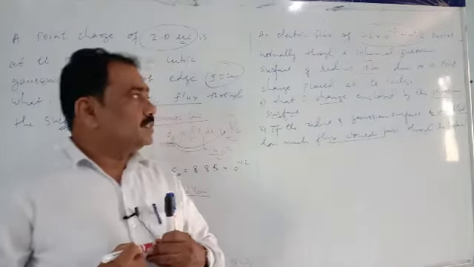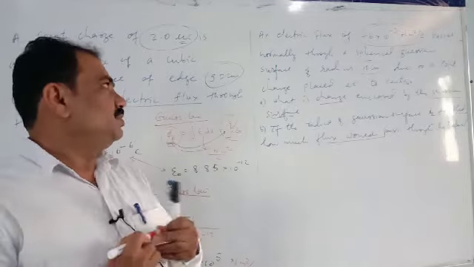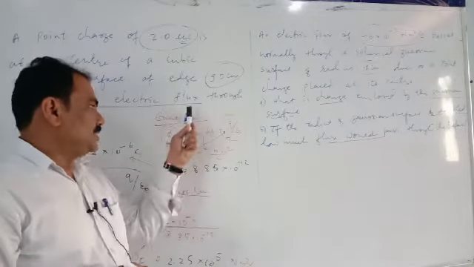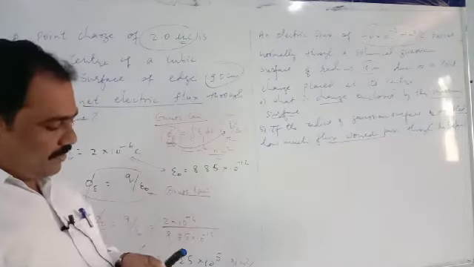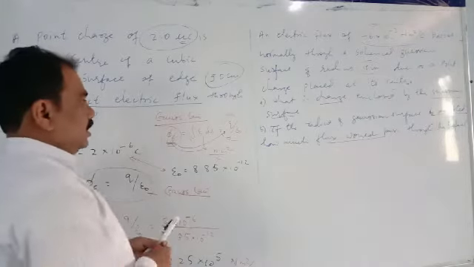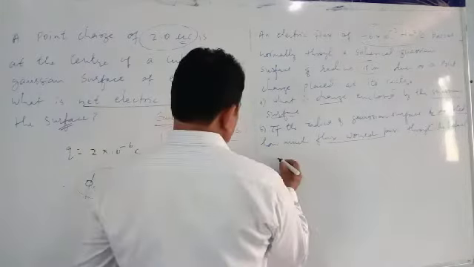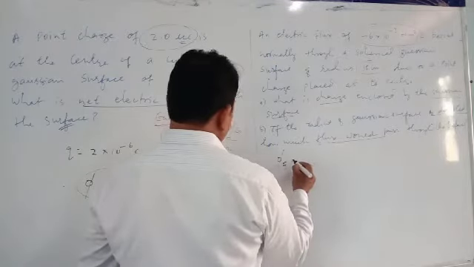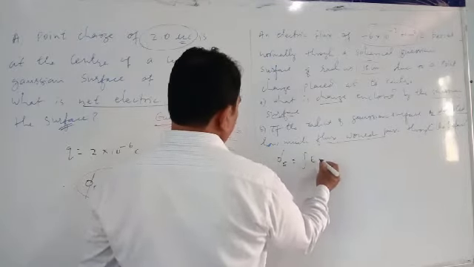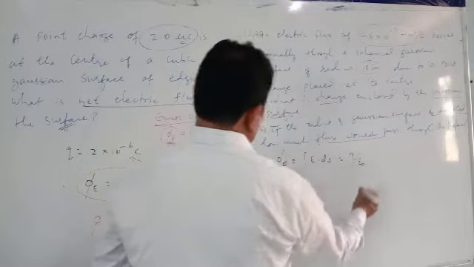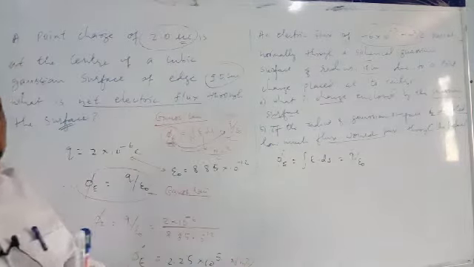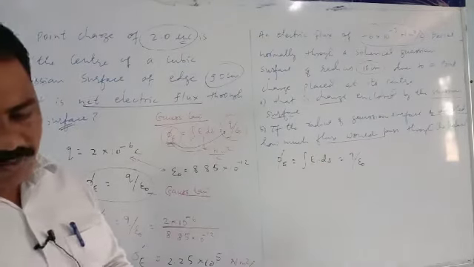So to solve such type of applications, you should know the Gauss law, or we can say Gauss theorem. According to the Gauss theorem, total electric flux is exactly equal to integration of E·dS, which is exactly equal to q by epsilon naught. So this is our Gauss theorem, and using this Gauss theorem, how can we solve it?